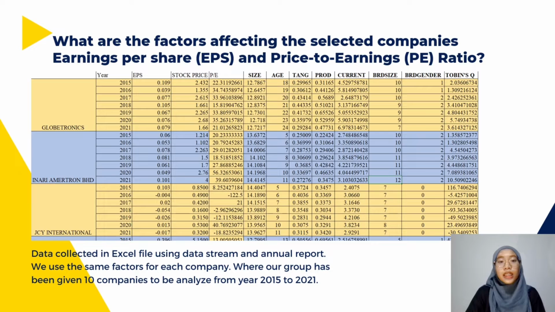Before starting all the calculation and analyzing, firstly we need to gather the data into an Excel file by using Datastream or the annual report. Just like what we can see on the slide, there is a sample of the data collected by our group, where we analyze 10 companies: Globetronics, Inari Amertron, JCY International, and others. And the factors that we chose that might affect the EPS and PE ratio are as on the slide.